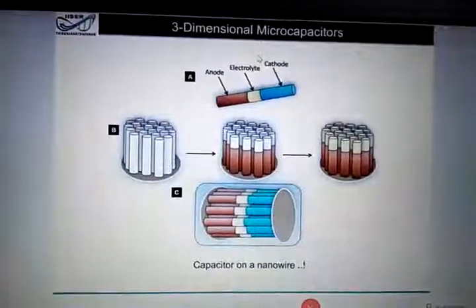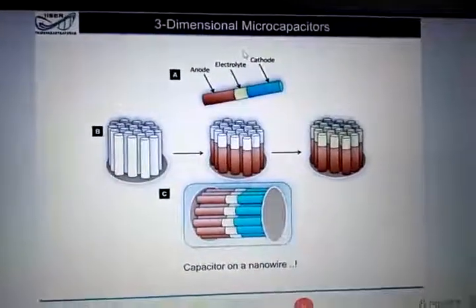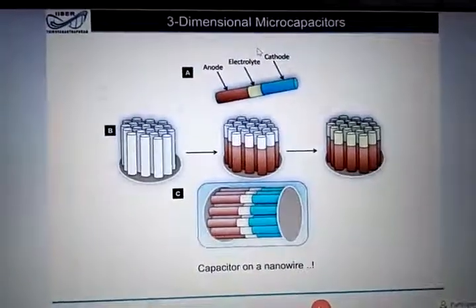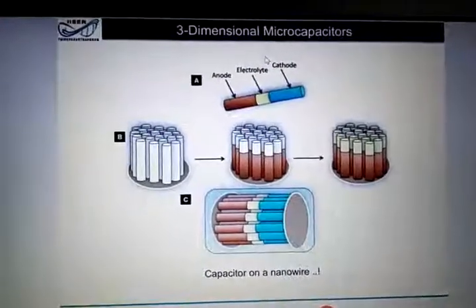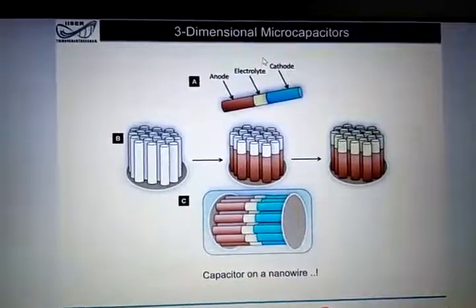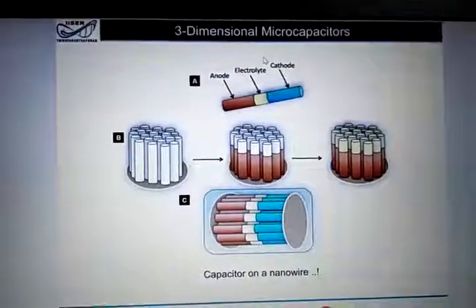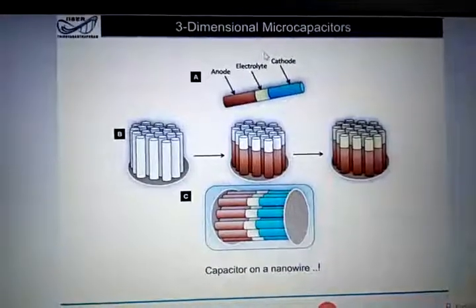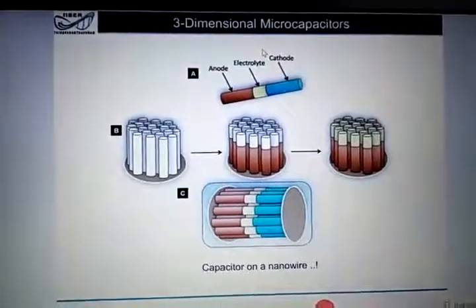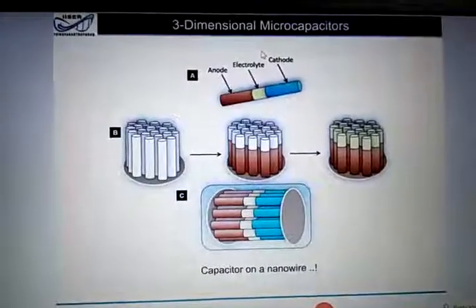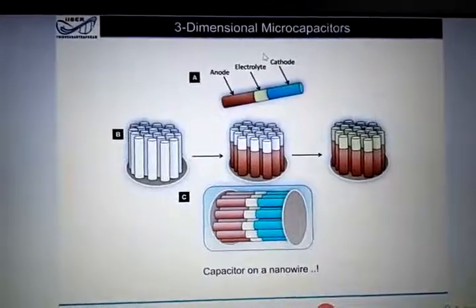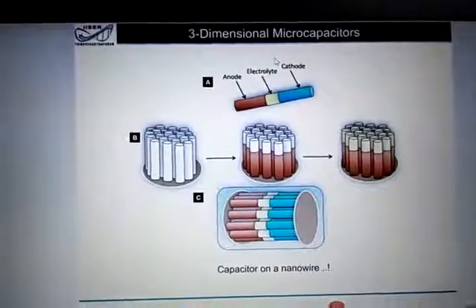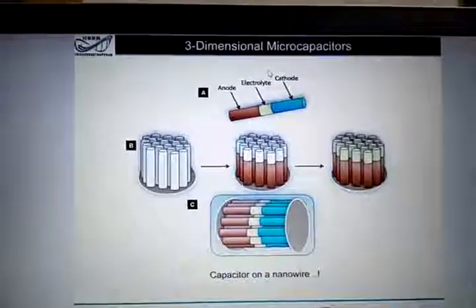For a supercapacitor, you need an anode, a cathode, and a separator as an electrolyte. So if I can grow these components, like anode and cathode, onto a nanowire, by making bisegmented or trisegmented units, then finally a single wire will act as a micro supercapacitor or even a nano supercapacitor. I hope it's clear. Very, very tiny devices, very exciting to even think about.